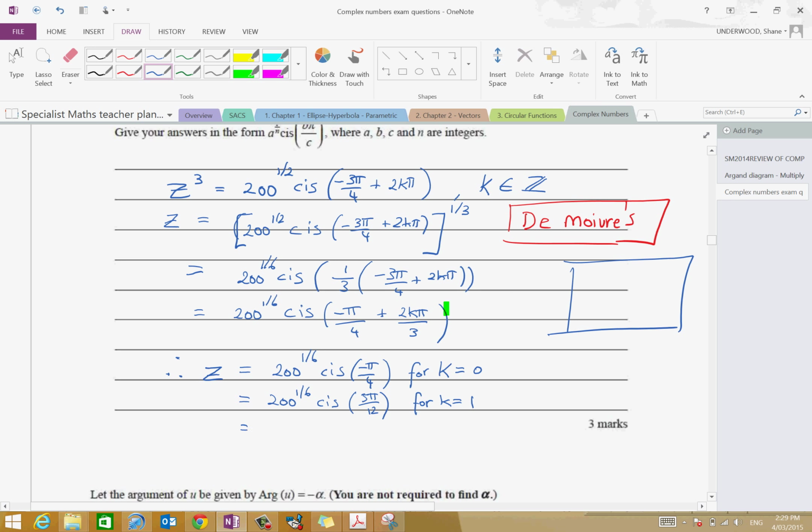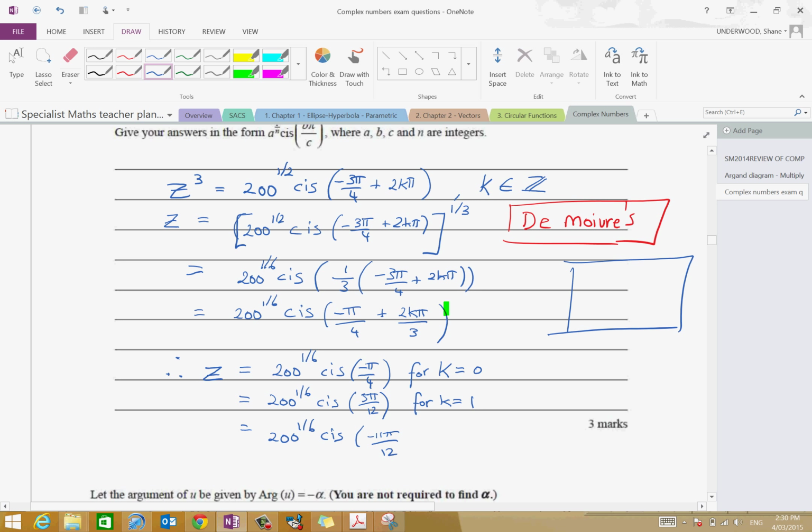And that is equal to 200 to the power of 1/6 cis of 5 pi on 12. What's the other one? Now, they've got to be equally spaced. So what's 5 pi on 12, or what's minus pi on 4? What is 120 degrees the other way? What's that? Negative 11 pi on 12.